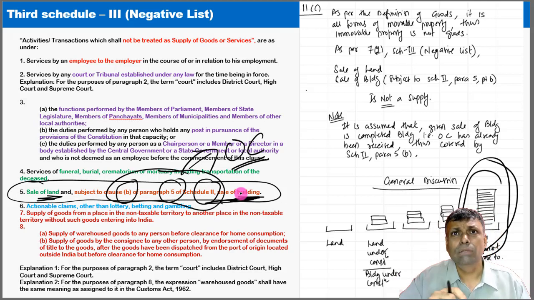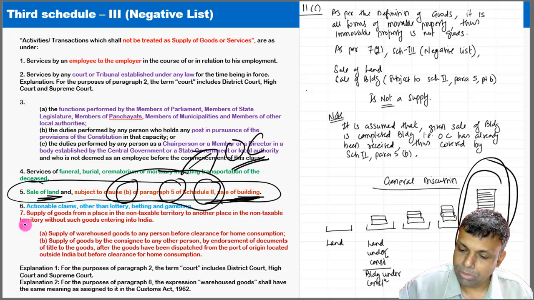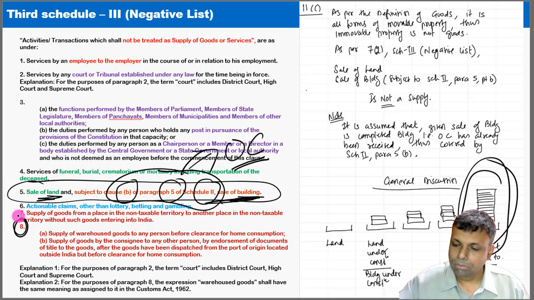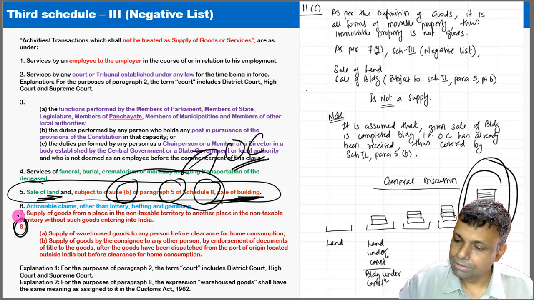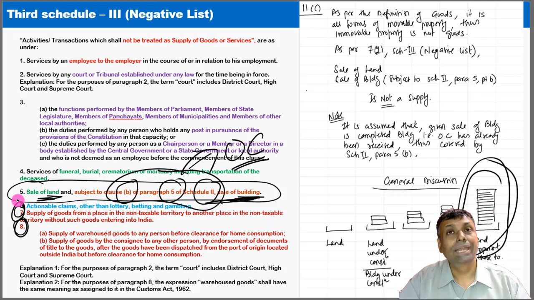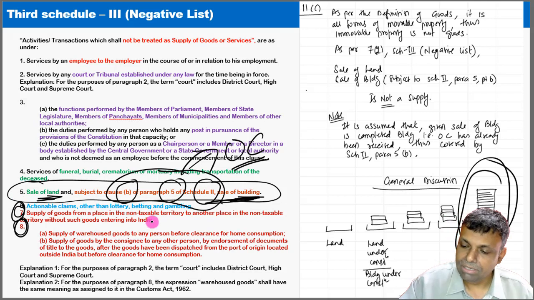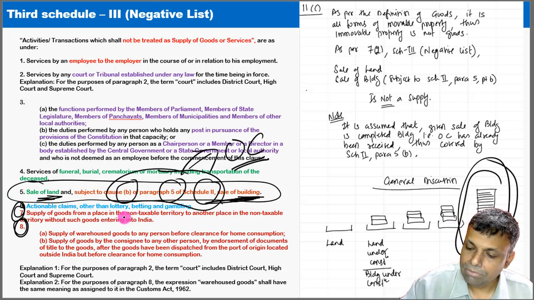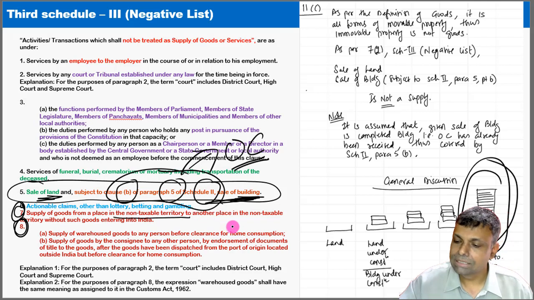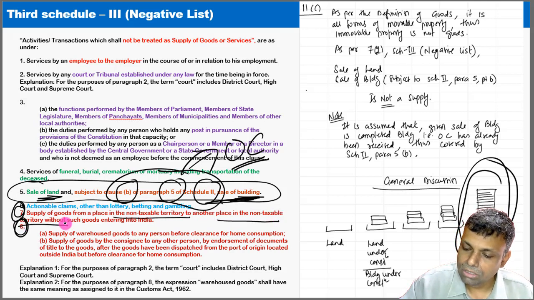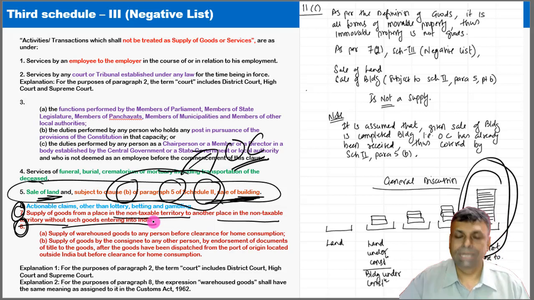Further, in the negative list, friends, the GST Amendment Bill 2018 has already brought in some more extra entries. However, even previously there were some circular and notification clarifications on this particular front, but that is something which is already provided here. That is your entry number 8, the most valuable one. And entry number 7. These entry number 7 and entry number 8 are the new entries, where entry number 7 is where there is a supply of goods from a place in non-taxable territory to another person in the non-taxable territory without the goods entering into India.